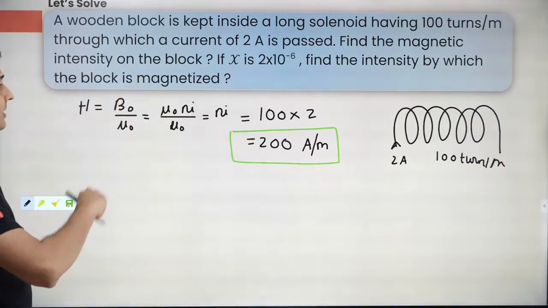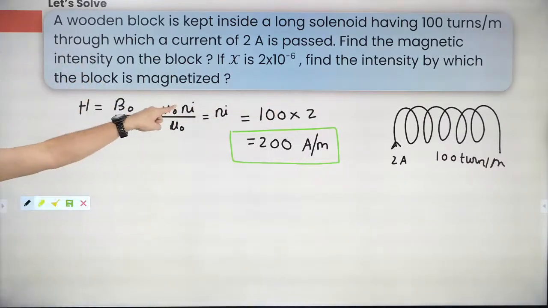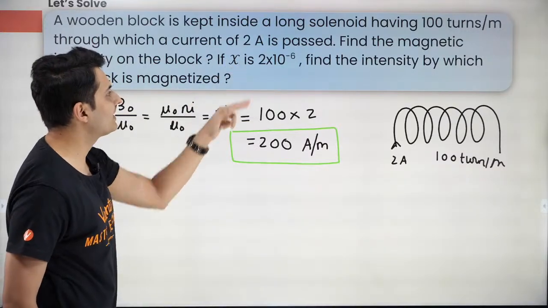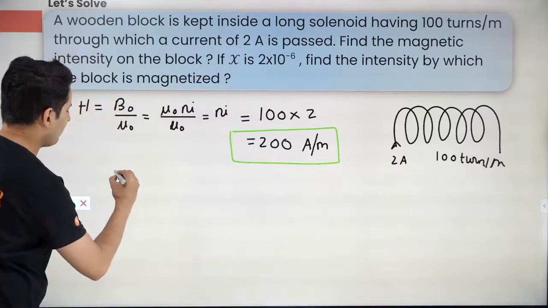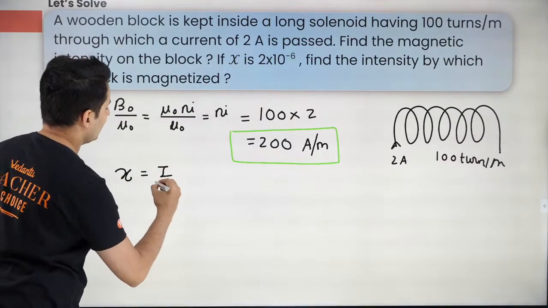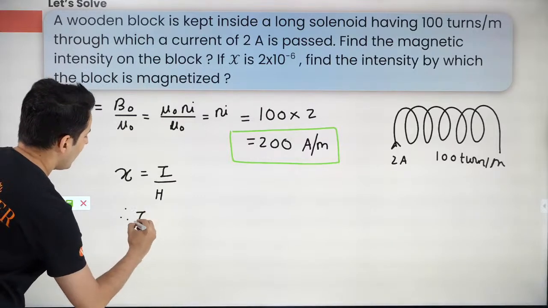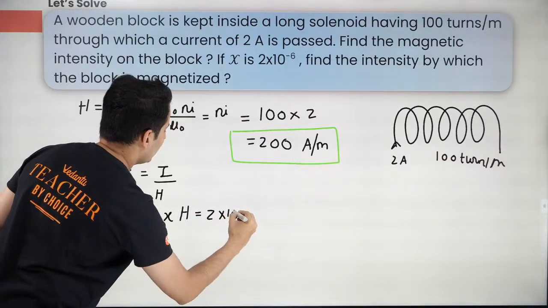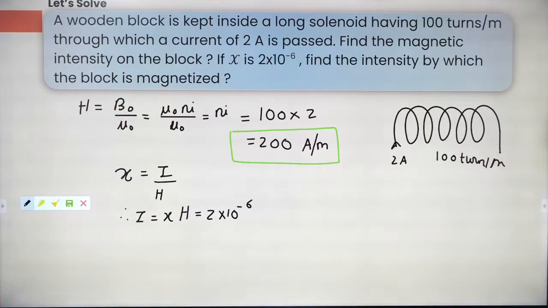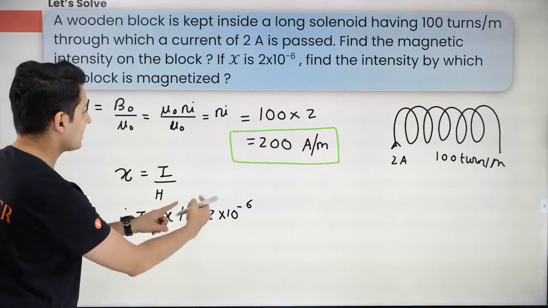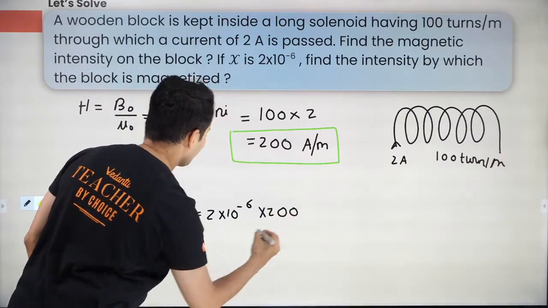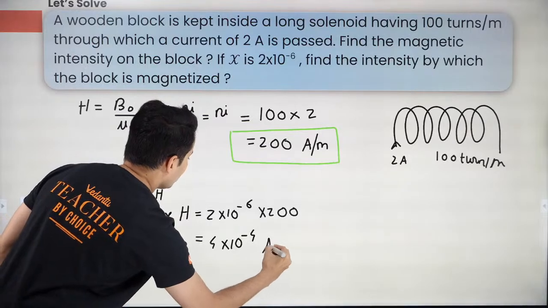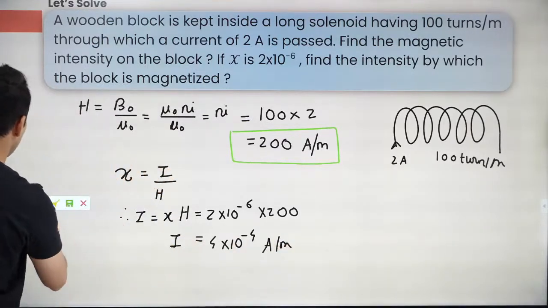Now the next is find intensity of magnetization. I feel I can find it out because X, susceptibility, is given. Remember, just some time back I told you X is nothing but I divided by H. Therefore I will be nothing but XH. Now what is X? X is nothing but 2 into 10 to the power minus 6. Correct? So 2 into 10 to the power minus 6 into H. What is H? H is nothing but 200. So 2 2s are 4, and that will become into 10 to the power minus 4. Again, ampere per meter. So that's the value of I.